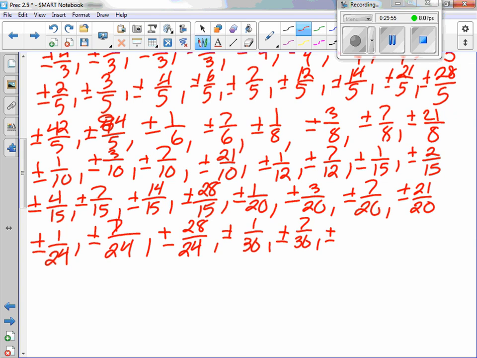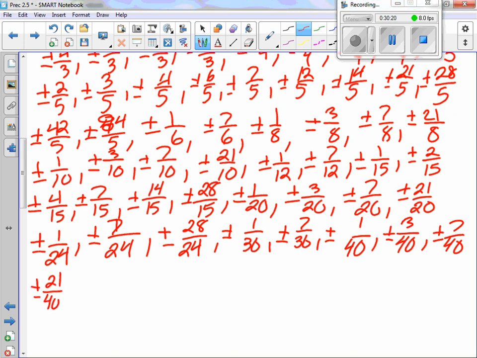40. So 1/40th. So we have that. 2/40ths would reduce. 3/40ths won't. 4/40ths will. 6/40ths will. 7/40ths will not. 12, 14, 21. And the rest of them will.